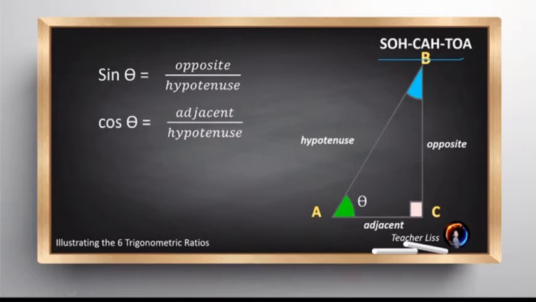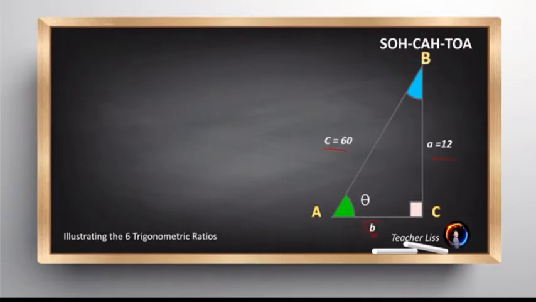Cosine theta is equal to adjacent over hypotenuse, and your tangent is opposite over adjacent. Now let's try a few examples. Let's find sine theta using this figure here, where our opposite side A is equal to 12 and the hypotenuse is 60, and our adjacent is still represented by a variable, lowercase b.